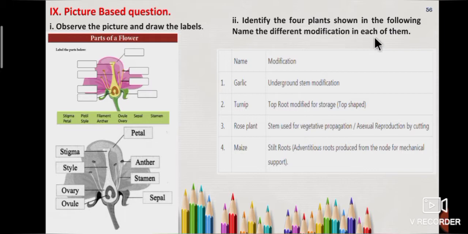Second question, identify the 4 plants shown in the following. Name the different modification in each of them. Garlic modification is underground stem modification. Turnip, top root modified for storage. Rose plant, stem used for vegetative propagation or asexual reproduction by cutting. Fourth one, maize, stilt roots, adventitious roots produced from the node for mechanical support.